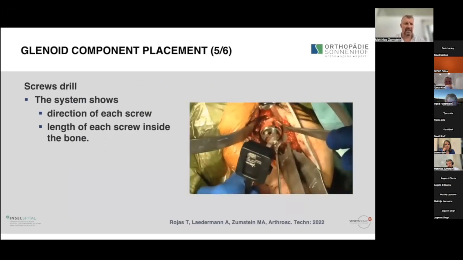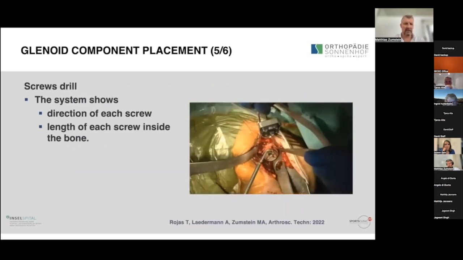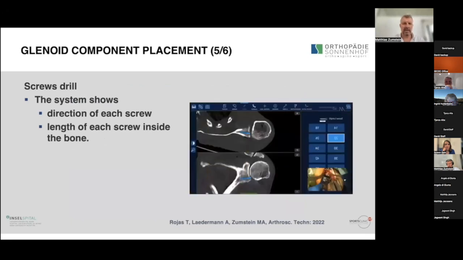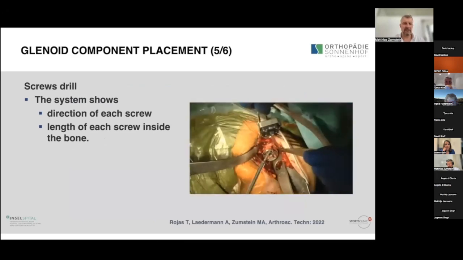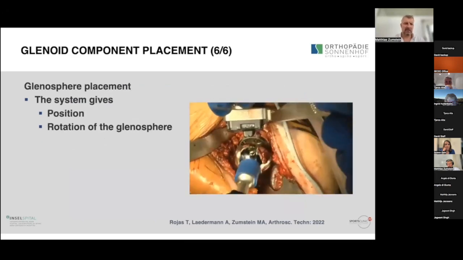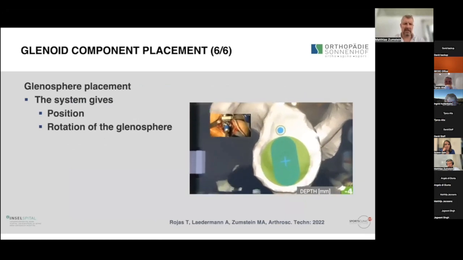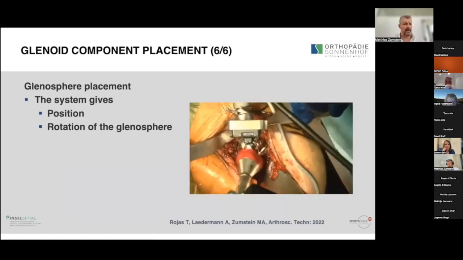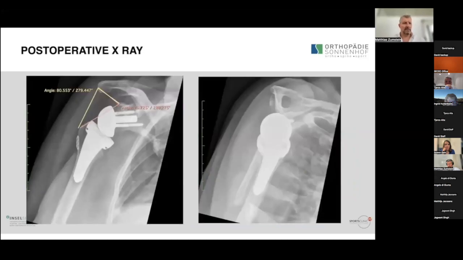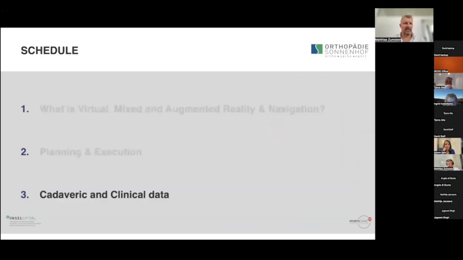After this comes one of the greatest things: the screws. I see directly in my bone, on the screen, where the screws will go during the procedure. And then I position the glenosphere, correct the rotation as you might see here, and fix it with the screw. So this is the postoperative X-ray of that patient.